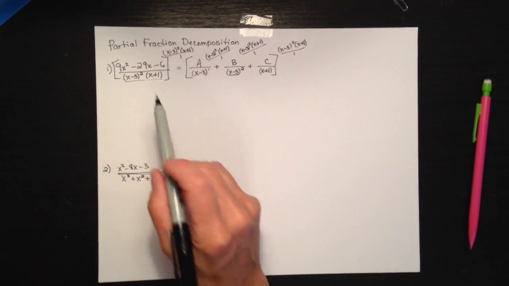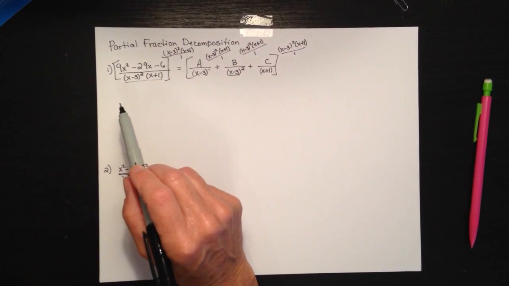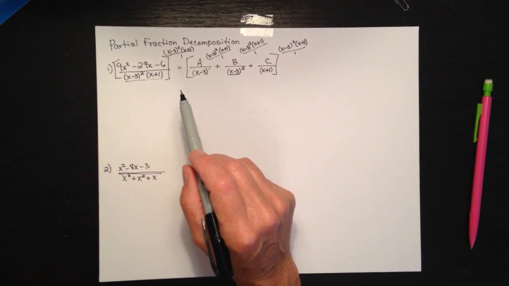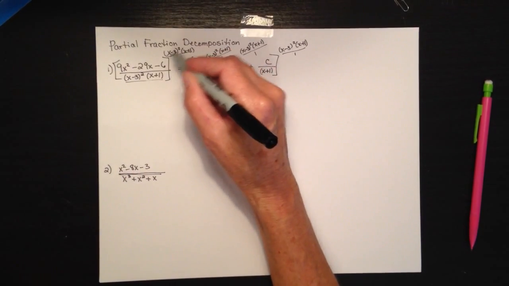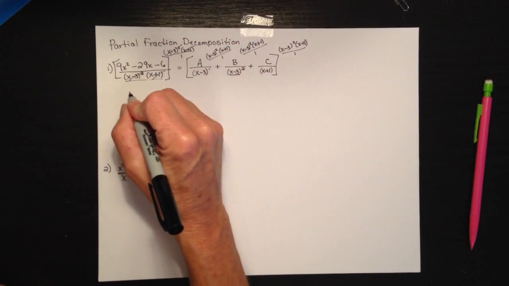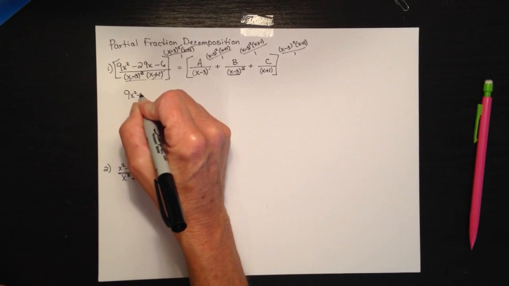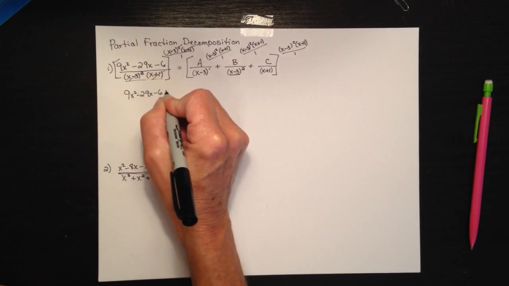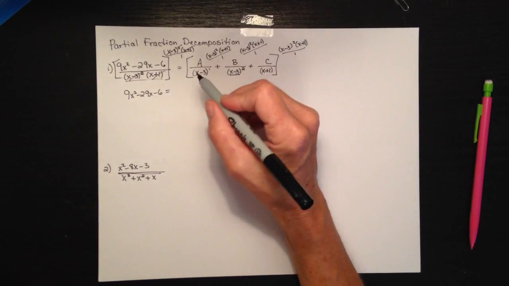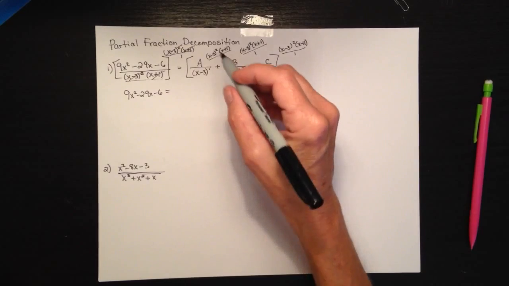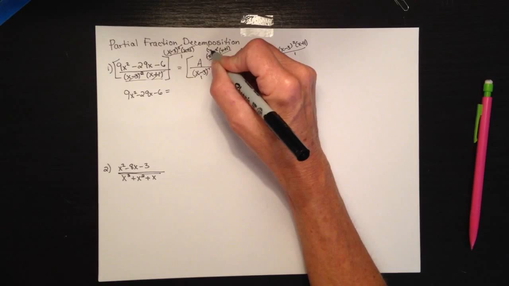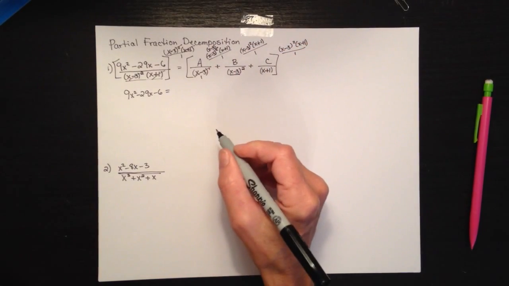So when I multiply 9x squared minus 29x minus 6 over x minus 3 squared times x plus 1 times x minus 3 squared times x plus 1 over 1, x minus 3 squareds cancel, x plus 1 cancels. So what I'm left with on the left-hand side of this equation is simply 9x squared minus 29x minus 6. Now I'm going to go through and see what happens when I cancel each one of these. When I multiply A over x minus 3 times the denominator, 1 of the x minus 3's cancels. So I'm left with just x minus 3 instead of x minus 3 squared.